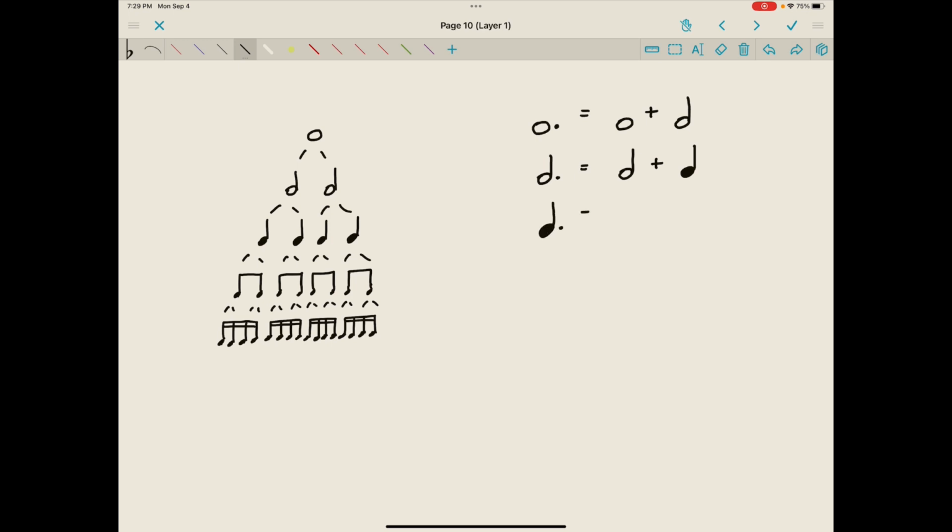So a dotted quarter note would be worth a quarter note plus half of the note it's dotting, so plus an eighth note, because an eighth note is worth half of the value of a quarter note. A dotted eighth note would be worth an eighth note plus half of its value to account for the dot, which would be a 16th note, and we'll stop there.